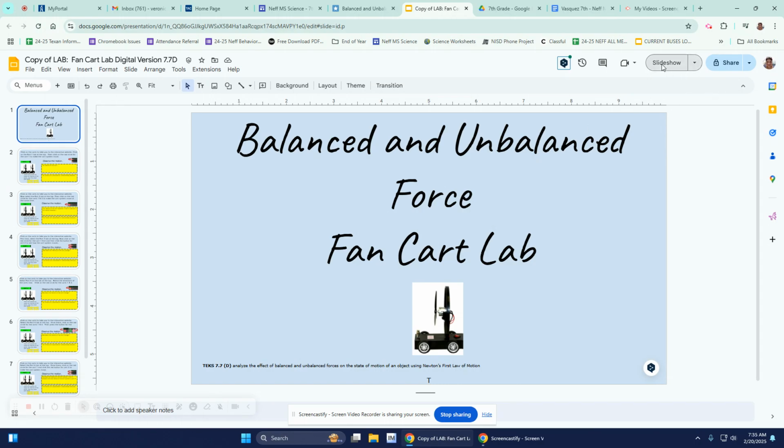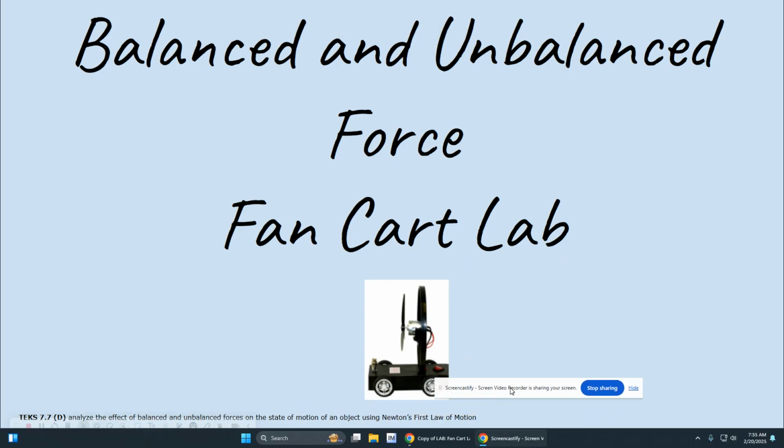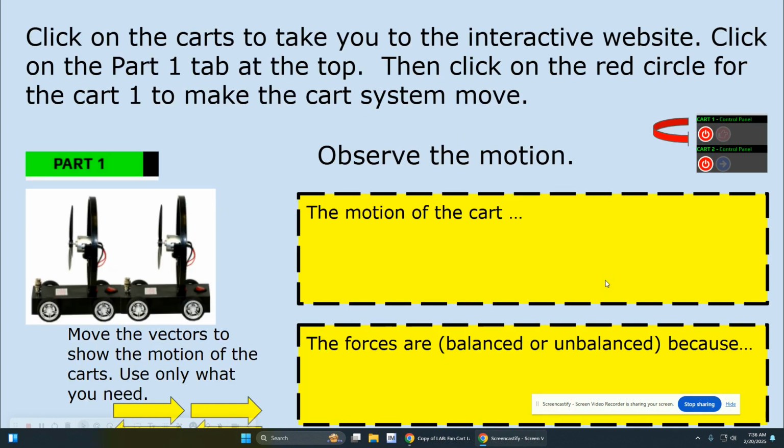So when we're looking at our assignment today in Schoology, we're going to be analyzing the effects of balanced and unbalanced forces on the state of motion using Newton's first law. Remember, the first law is the law of inertia, where an object that is moving will continue to be moving unless an outside force comes into play. And a force is a push or pull.